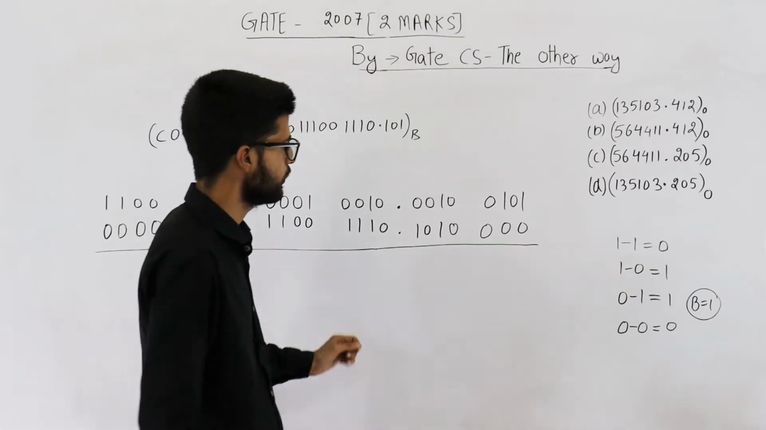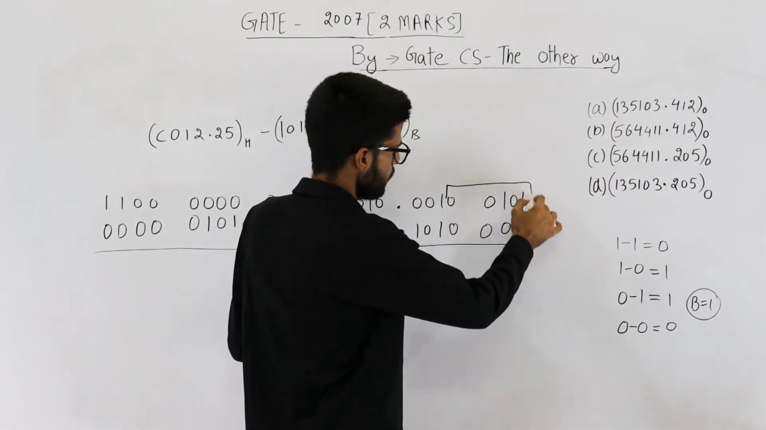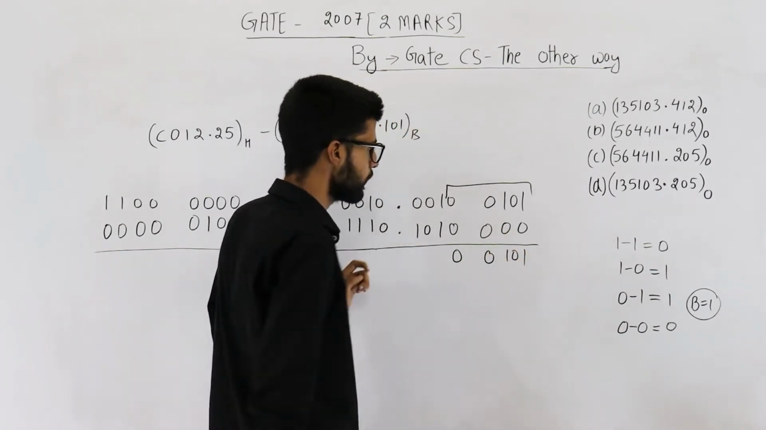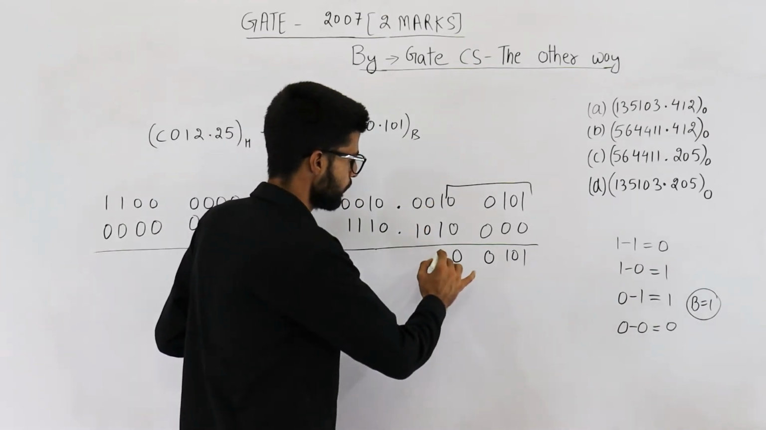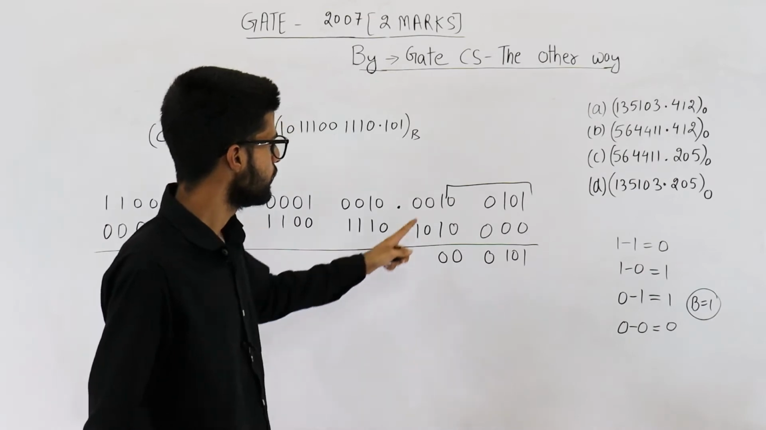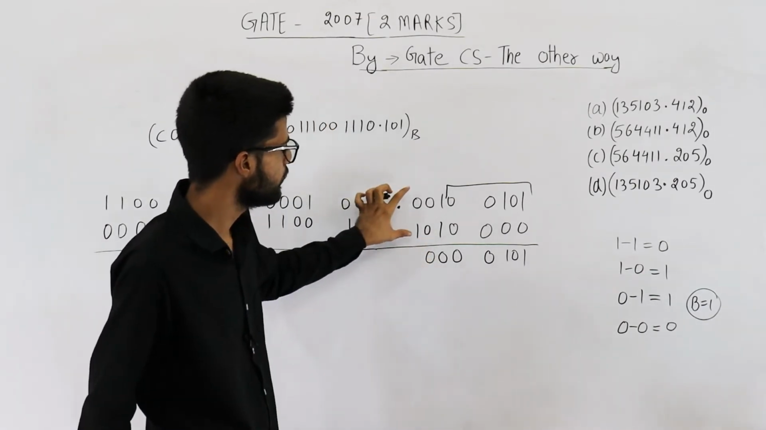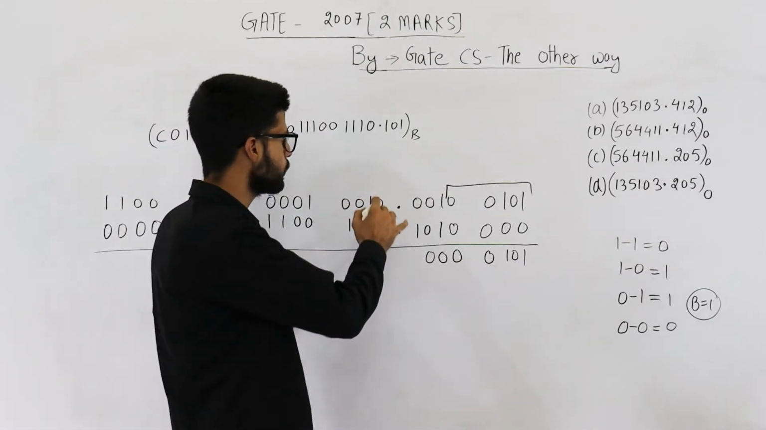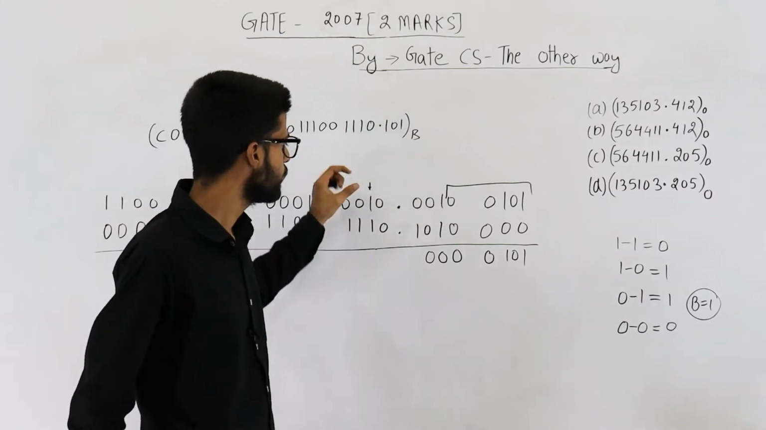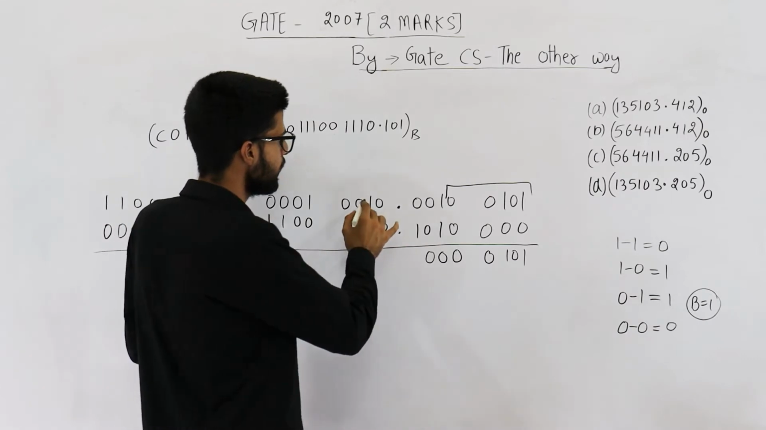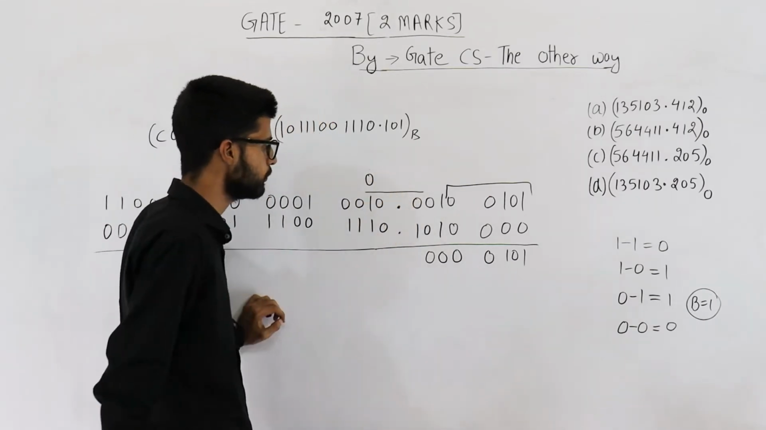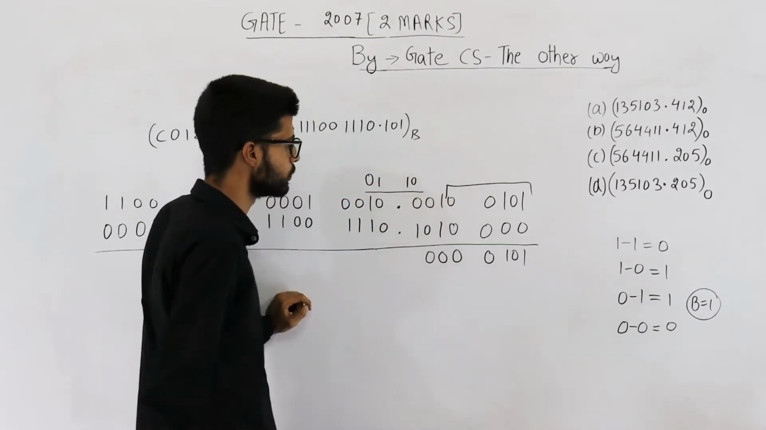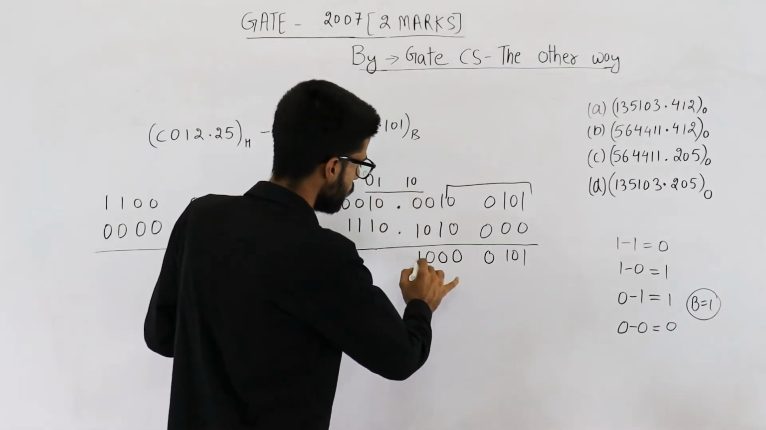Now let us start this question. See, this number minus all zeros will be this only. Okay, 1 minus 1 is 0. 0 minus 0 is 0. Now here we need a borrow, because 0 minus 1 cannot be performed without having a borrow. That borrow is going to come from this bit. Okay, if we take a borrow of 1 from 1, we will be left with 0. Okay, here it is 0. This will become 1 and this is going to become 10. That means 2. 2 minus 1 is 1.